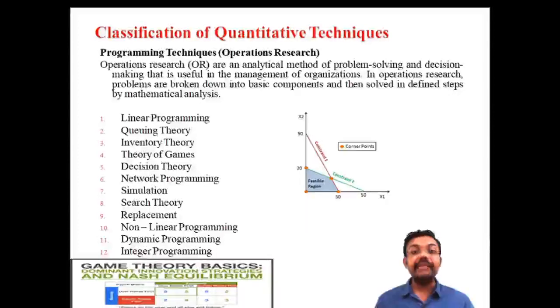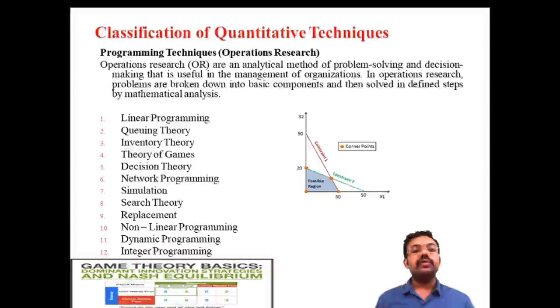Then game theory is used for calculating business strategies. Decision theory is used so that we take the right decision. Network programming like PERT and CPM. You have to study the concepts PERT, program evaluation review technique, and CPM, the critical path method. This is part of network programming. Simulation, Monte Carlo simulations are used for decision making. Search theory, replacement, linear programming, dynamic programming, integer programming. These are the different categories of operational research.